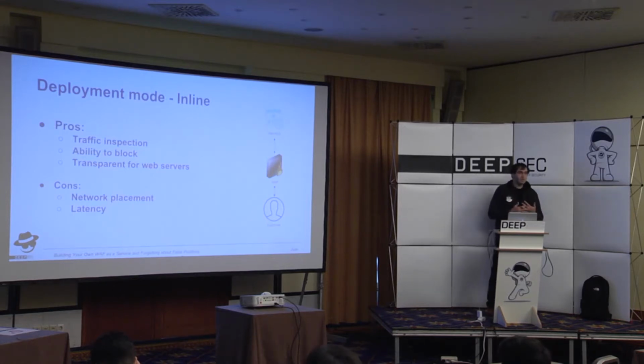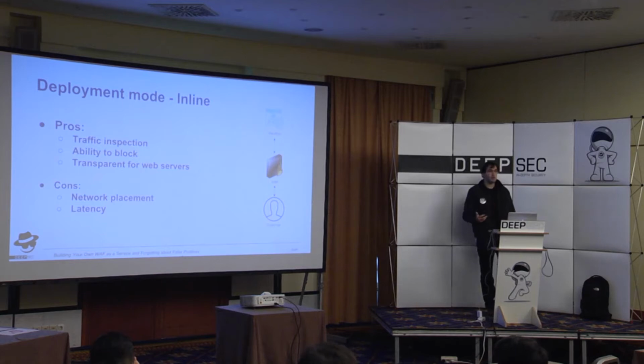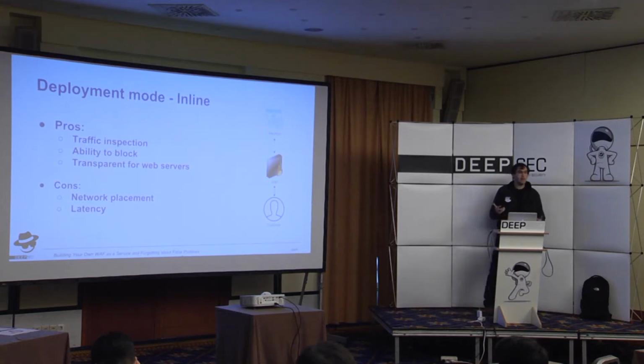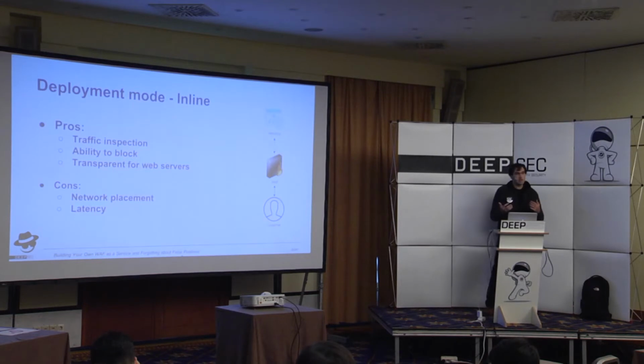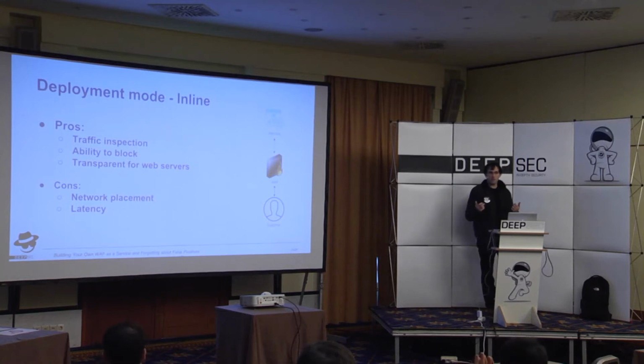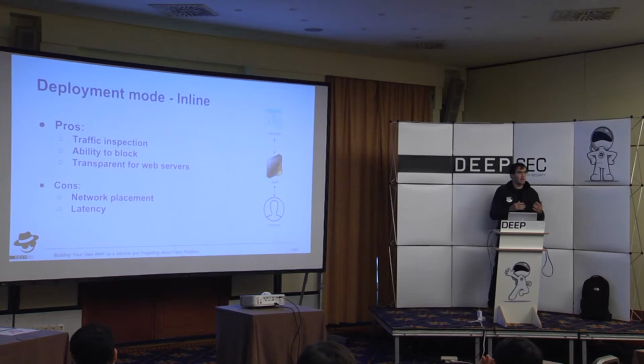The negative parts on this is the network placement. It can be very hard, especially when you're dealing with a huge network of multiple data centers all over the world. And the latency can also be an issue. Depending on which inline mode you use, you might have more latency or less latency. But in the end, you're adding an extra hop in the middle of your users. And one more thing is that also this is another possible failure point that you can have between your application and your customers.